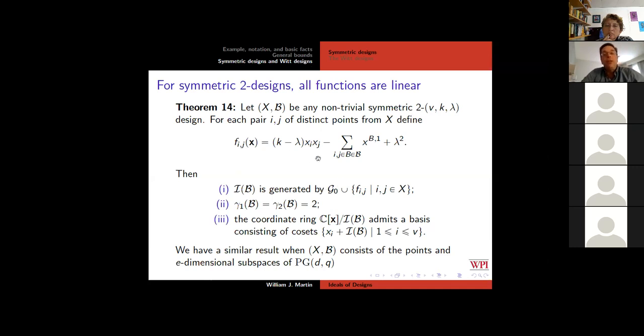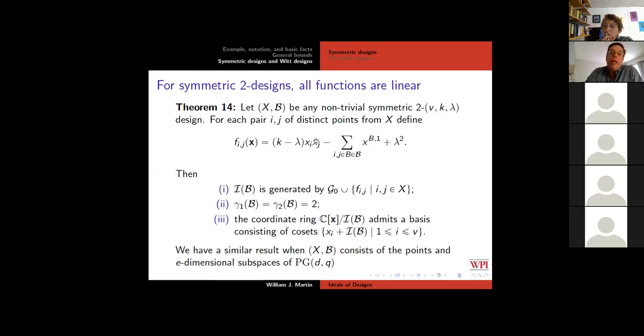We also build a generator which tells us that modulo the ideal, every quadratic xi times xj reduces to a linear function. This is the sum of all xi's. I noticed that I didn't define this. Capital X sub B comma one is the sum of all the variables in B.